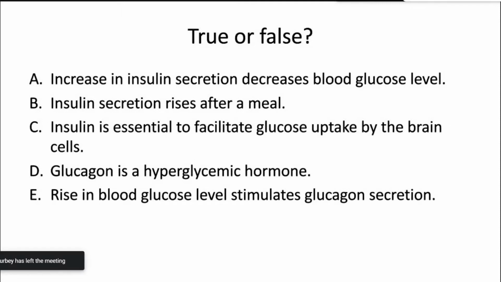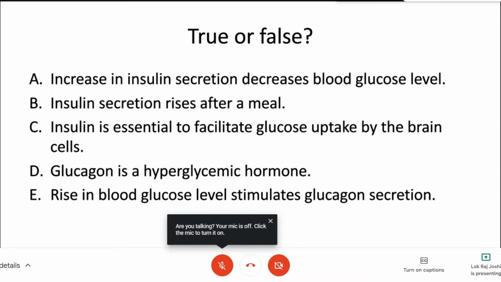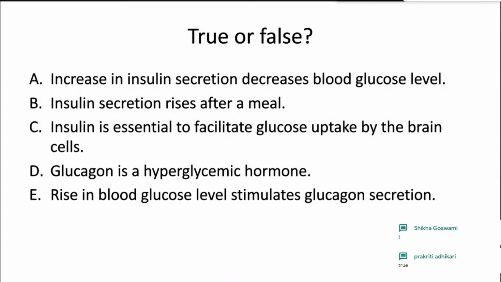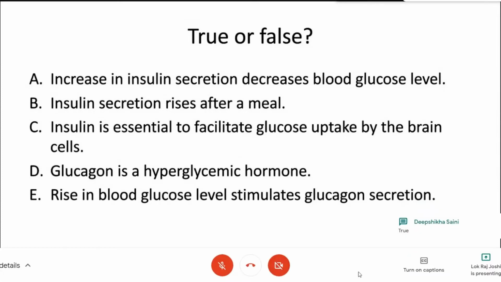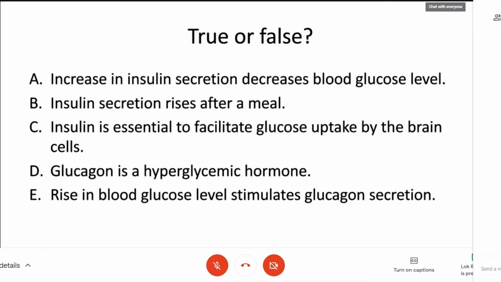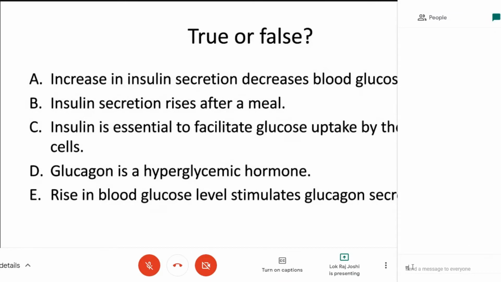Okay, there are some questions for you to stimulate our discussion. Try to answer this one, true or false. Increase in insulin secretion decreases blood glucose level. All of you know it, so answer it. Try to participate in the discussion. If you write in the message, it will not cause any overload. Just give your answer. All of us can answer it simultaneously. There will be no overload in the system. I like to see all of you participating.